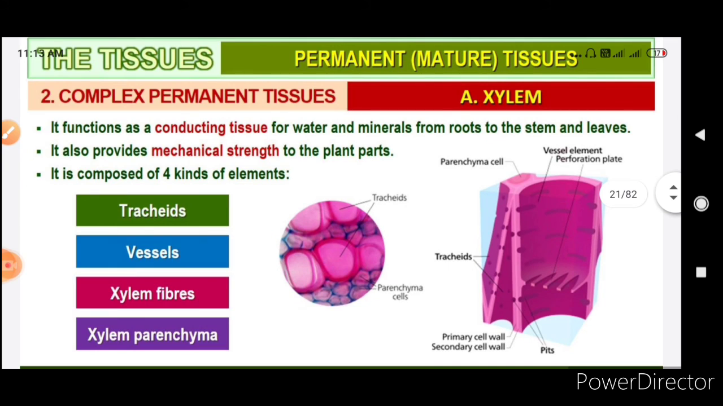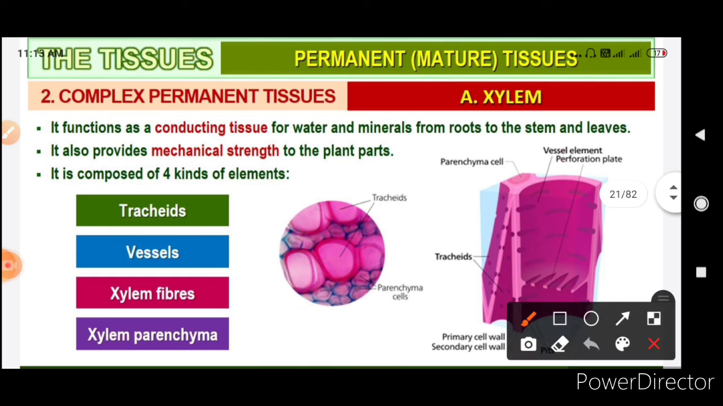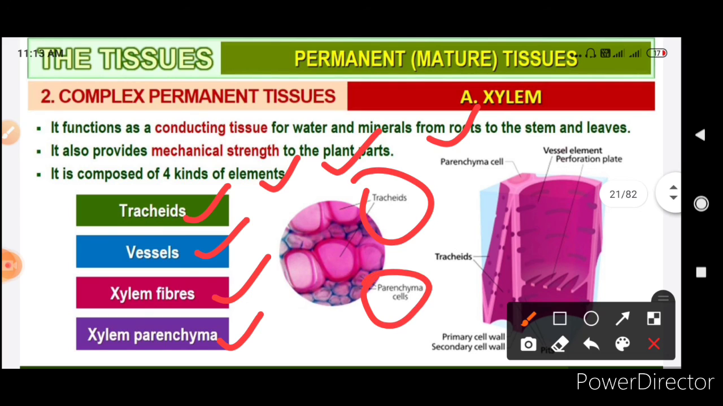Okay, now we come to the xylem. It functions as a conducting tissue for water and minerals from roots to the stem and leaves. It provides mechanical strength to the plant parts, and it is composed of four elements, that is tracheids, vessels, xylem fibers and xylem parenchyma. Okay, these are the tracheids, these are the parenchyma cells which will be present in every plant. These are the vessel elements with perforations or the perforation plate. Okay, and these are the tracheids which will form a tube-like structure.